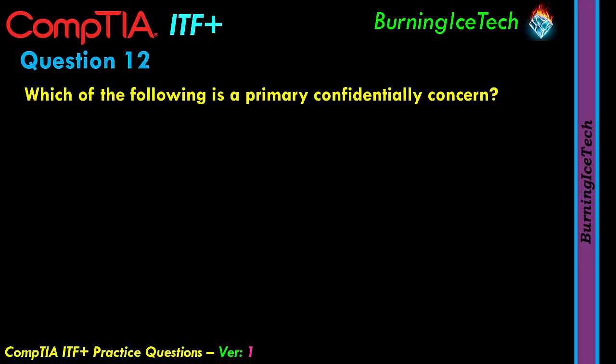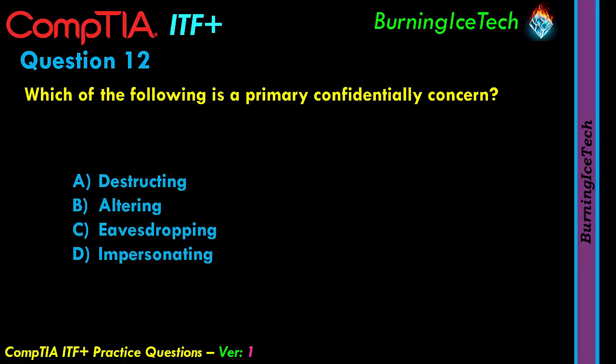Question 12. Which of the following is a primary confidentiality concern? Now, there we go again with confidentiality. I'm not going to explain again what confidentiality is because we just explained that in question 11. So, looking at answer A, destructing. Destructing, that could be that someone needs to go and destroy it. So I wouldn't say that's the biggest concern here. It's plausible. Maybe someone did not destroy this hard drive or this document or whatever properly that was supposed to be destroyed. So could be a concern. I'm just going to leave it there for now. Let's just look at the other answers first.